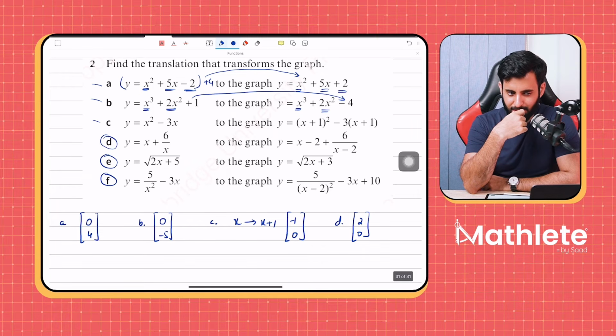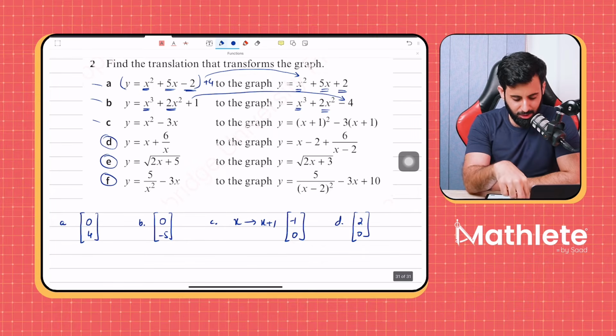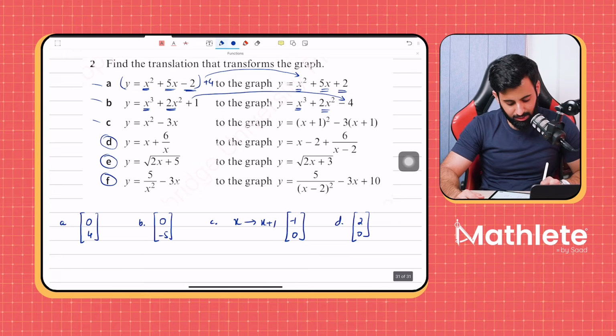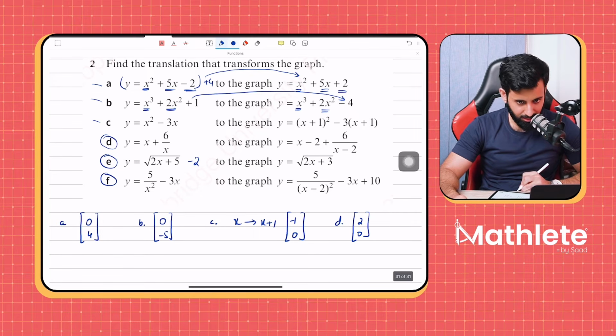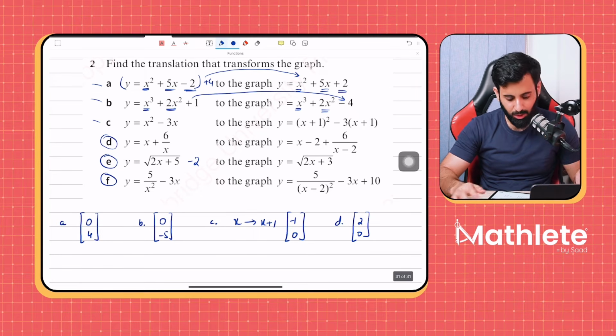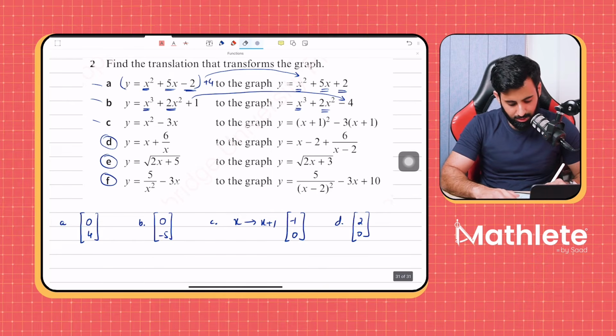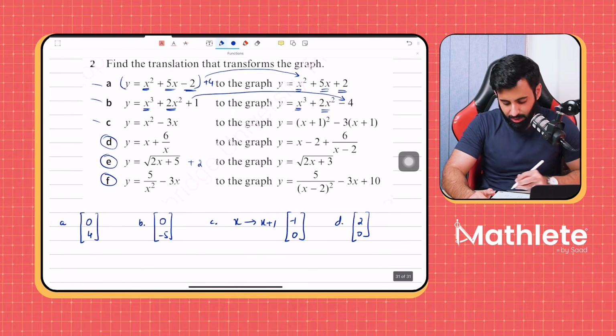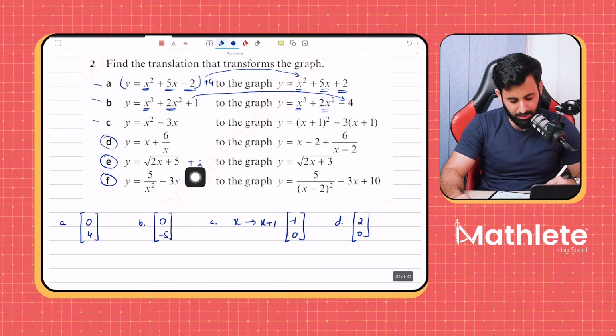No, it's not even 0, 2. Had it been 0, minus 2, the minus 2 would have been at the very end. Or had it been 0, 2, the plus 2 would have been at the very end. You can't simplify the plus 2 from outside the square root with the expression that you have inside the square root. You can't do that.